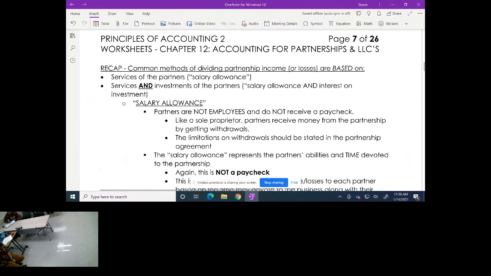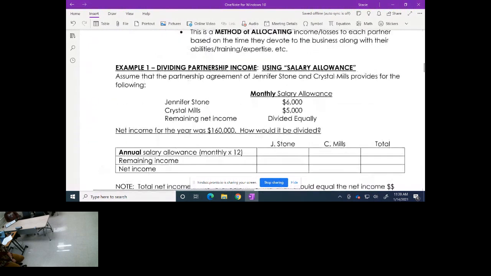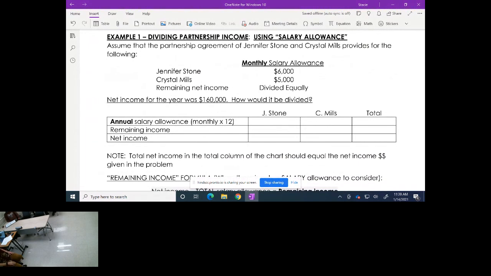All right, so this is just kind of a recap. It tells you the same things I was saying a minute ago. If you get confused about it, go back and read that. All right, so we're going to have several examples, and we're going to use the same information. Examples 1, 2, 3, we're just going to add to each one.